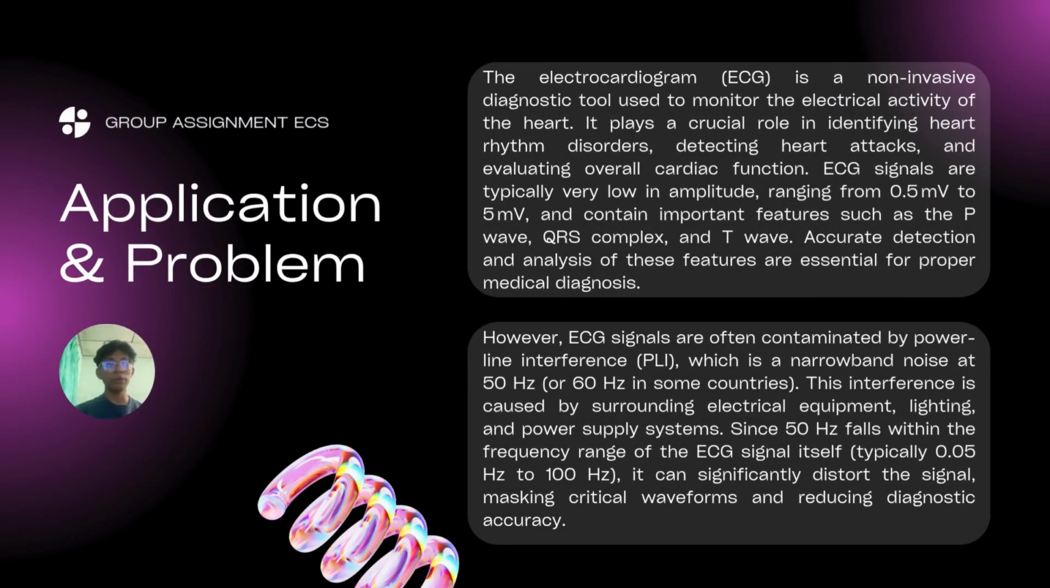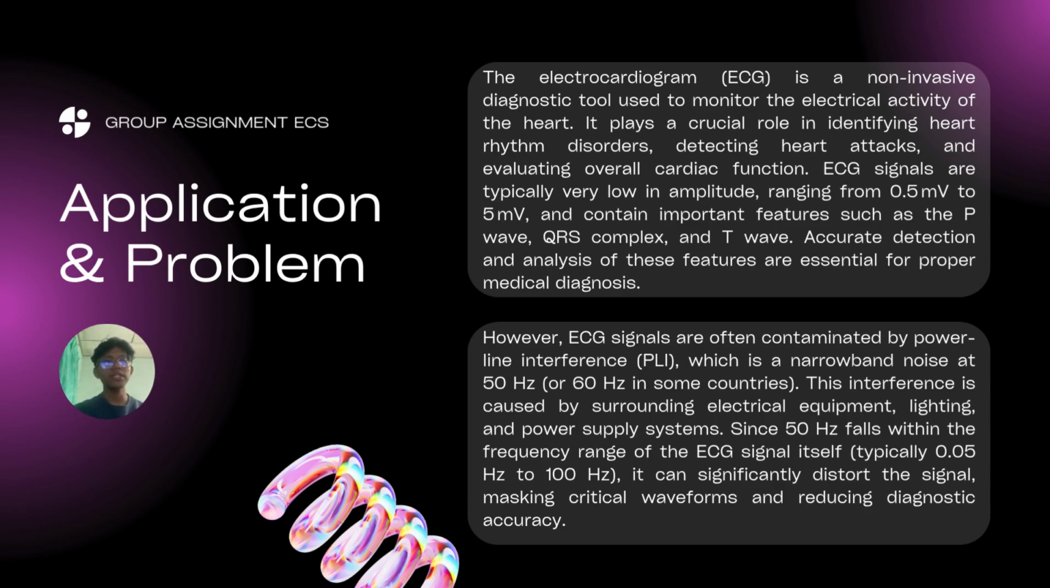So for the application and problem, the electrocardiogram, ECG, is a non-invasive diagnostic tool used to monitor electrical activity of the heart. It plays a crucial role in identifying heart rhythm disorders, detecting heart attacks, and evaluating overall cardiac function. ECG signals are typically very low in amplitude, ranging from 0.5 millivolt to 5 millivolt, and contain important features such as the P wave, QRS complex, and T wave. Accurate detection and analysis of these features are essential for proper medical diagnosis.